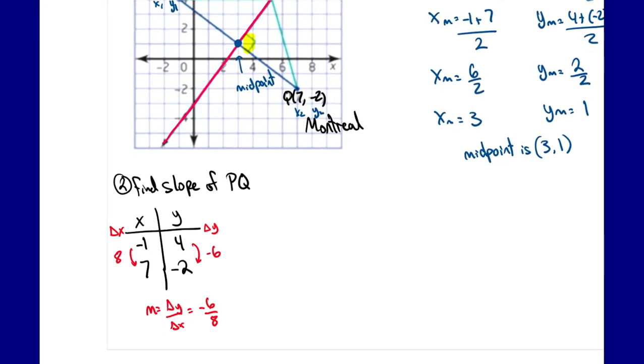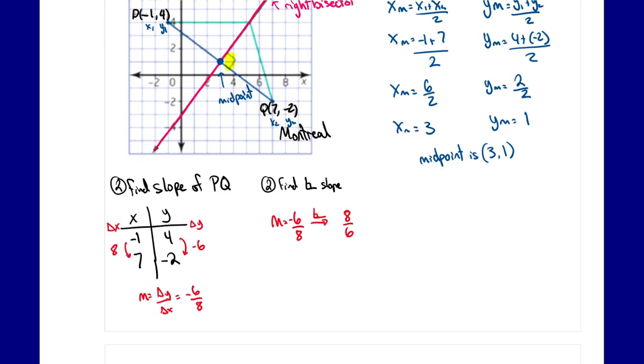If I want the slope for the right bisector, I need to find the perpendicular slope. So if my slope m is equal to -6/8, the perpendicular slope is flipped, 8/6, and the opposite sign, which is positive. So this overall fraction is positive. Now I have a slope and I have a point, so I can use that to come up with an equation.